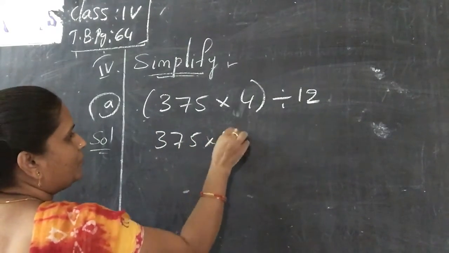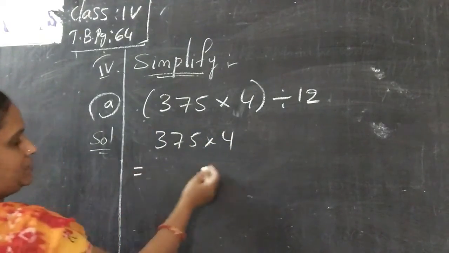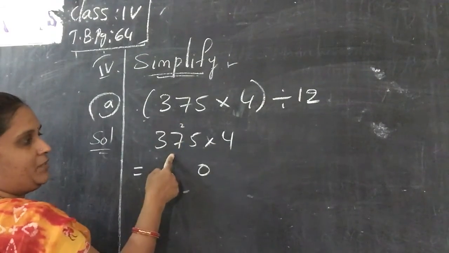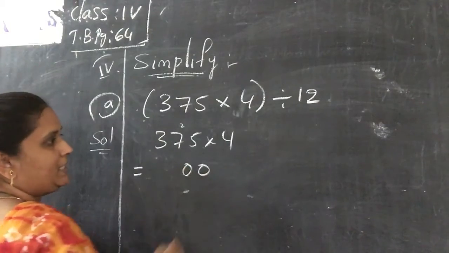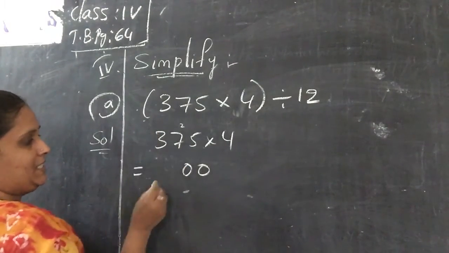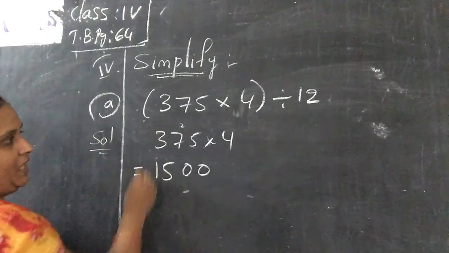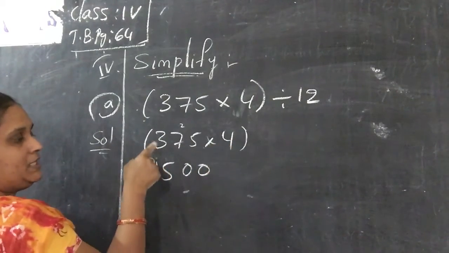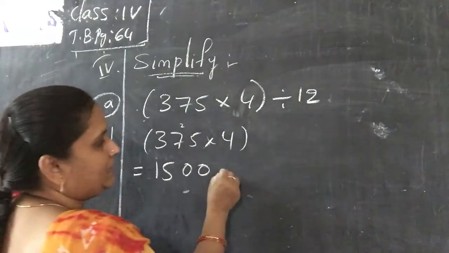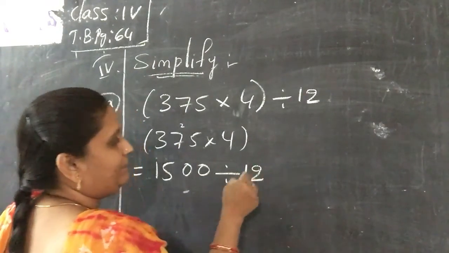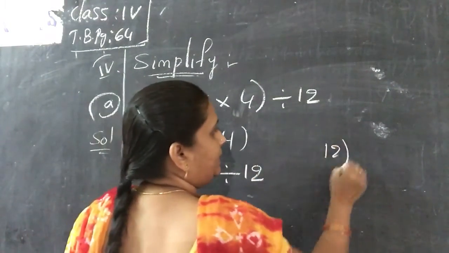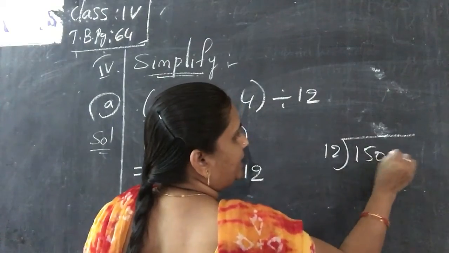375 into 4. Do the multiplication. 4 5s are 20, 2 is the remainder. 4 7s are 28 plus 2 is equal to 30. 3 is the remainder. 4 3s are 12. 12 plus 3 is equal to 15. After doing the multiplication of 375 into 4, we got 1500. This 1500 have to divide with the 12. Do the division.